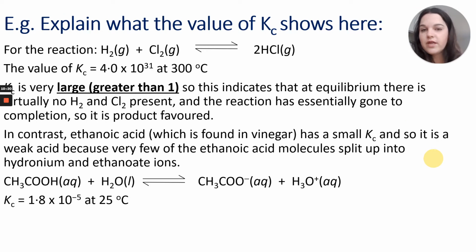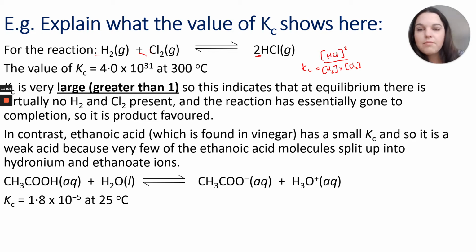Okay, so here's a question that we can have a look at together. For the reaction H2 gas plus chlorine gas in equilibrium forms hydrochloric acid gas, the value of Kc is 4.0 times 10 to the power of 31. If I was going to write my Kc for this, I've got my product, HCl, which I'm going to do to the power of 2, divided by H2 times Cl2, which don't have any numbers to square them to. Okay, so my Kc value is 4.0 times 10 to the power of 31.